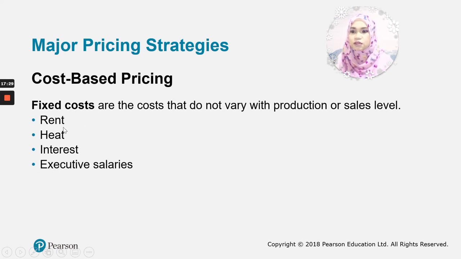Examples of fixed costs include rent, the heating that you need to pay, during winter for example. During winter, they have this particular ventilation for the heat. Also some interest rate that you have to pay, which is normally fixed, and also some executive salaries, because payment for the salary is fixed. Whether they can sell or cannot sell, you still pay the salary for your workers.